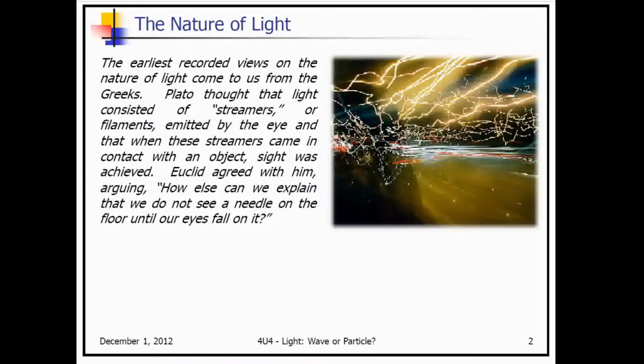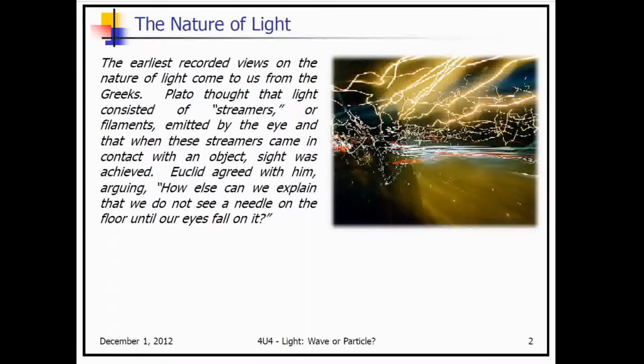So the nature of light was thought of, actually, the earliest kind of time we see this brought up was with the Greeks. Plato had the opinion that light consisted of streamers or filaments that were emitted by the eye, and when those streamers came in contact with an object, sight was achieved. So basically your eye kind of shot out these streamers, and if your eye ended up catching on to something, then you could see it.